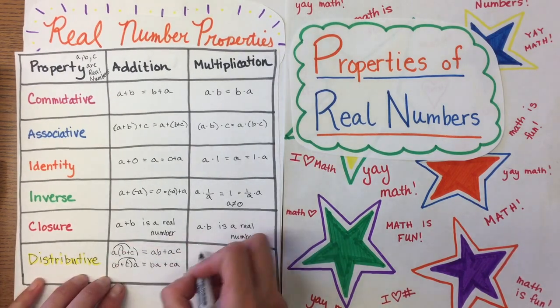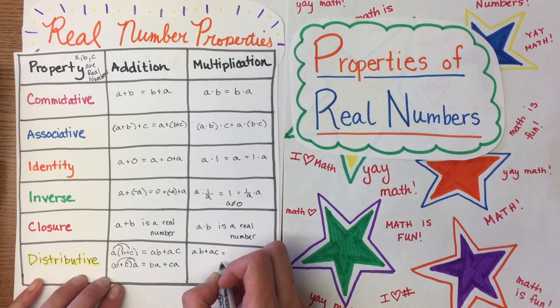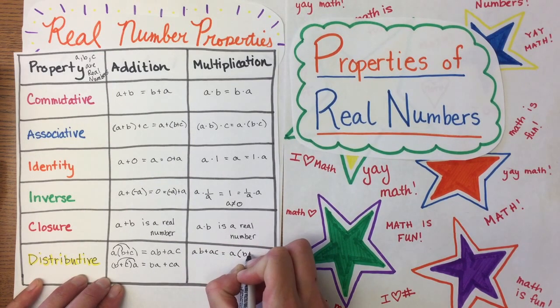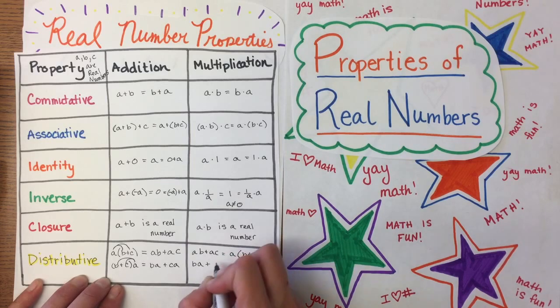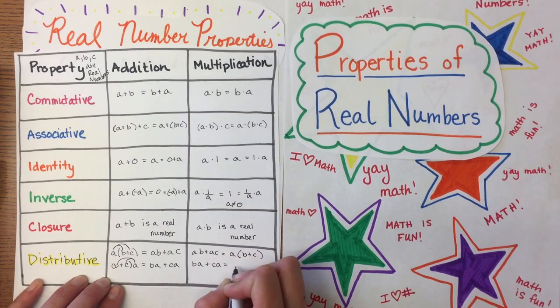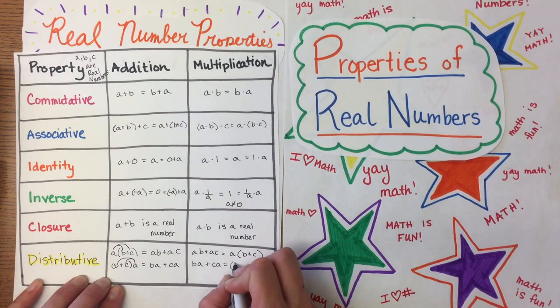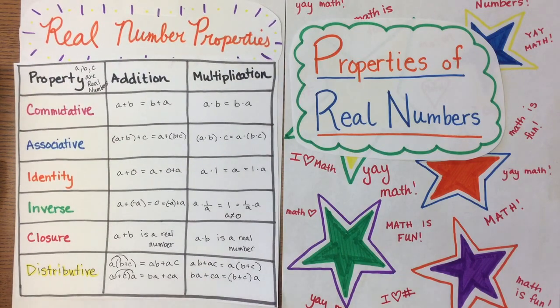The other direction of this is if I have AB plus AC, I can use the distributive property to pull out a common factor of A, and I could write that as A times the quantity B plus C. Or if I had BA plus CA, I could similarly pull out the common factor of A, and this would become the quantity B plus C times A. So these are all of our real number properties.